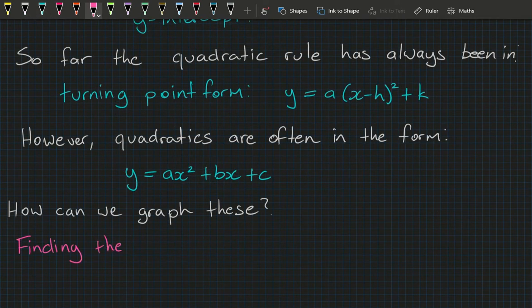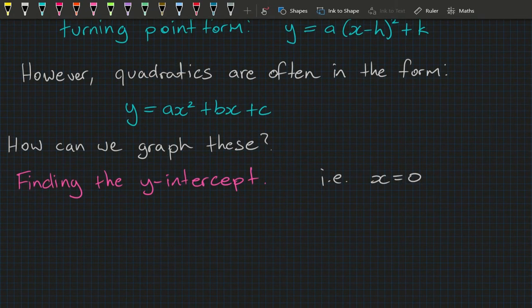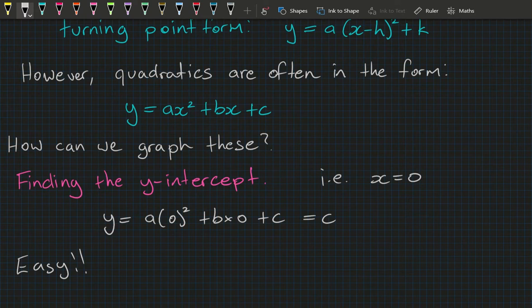Alright, let's start by finding the y-intercept. And as always, that's just where x equals 0. So if we sub in 0 for x, we get y is equal to a times 0 squared plus b times 0 plus c, which is just equal to c. So that's pretty easy. The y-intercept is just c, which is the constant at the end of the equation.